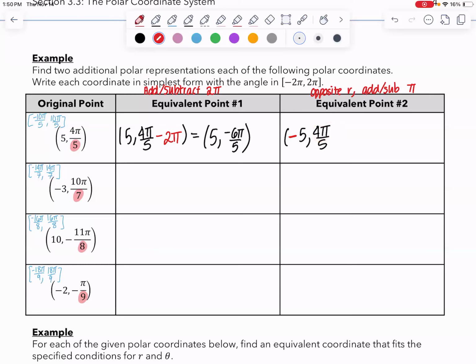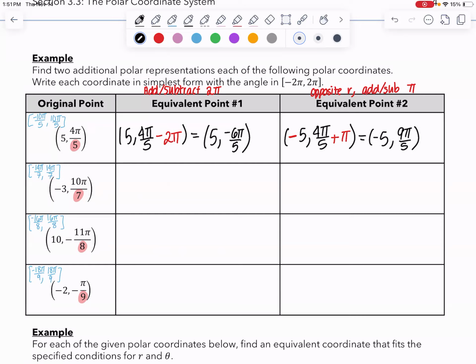Either way, it works. I'm going to go ahead and add plus pi. So now we have negative 5 comma 4 pi plus 5 pi is going to be 9 pi over 5. All right, let's do the next one.